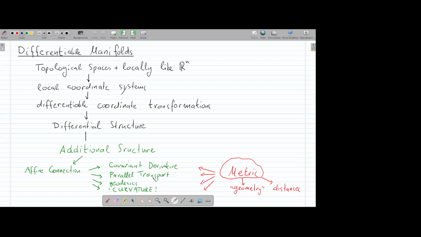But in the classical theory of general relativity, we need to define what geometry is. We need to define how to measure distances, and for that we need additional structure, which is called a metric. A metric has associated with it also an affine connection. So given that metric, we can have all the nice things that we described that an affine connection gives us, like parallel transport, covariant derivatives, and curvature.